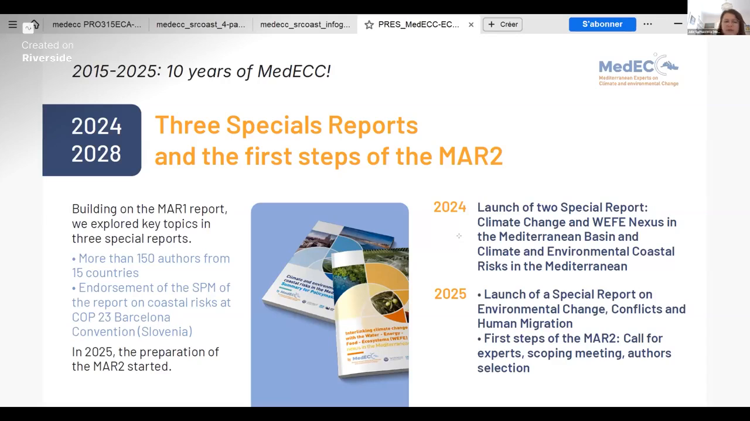And more than 150 authors from 15 to 20 countries have been contributing to this report, still on a volunteer basis. And one of the summaries for policymakers has been endorsed in the Barcelona Convention COP in 2023 as well. And right now we are starting the preparation of the second Mediterranean assessment report that will be published in 2028. So as you can see, it's a really long process.